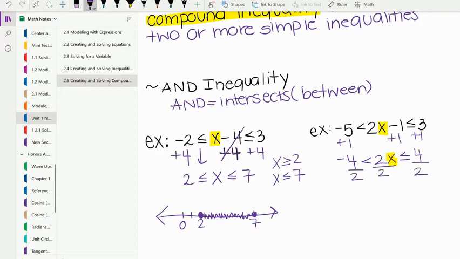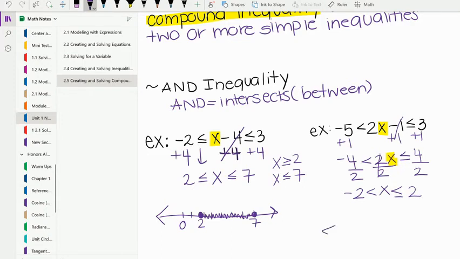So even though I have a negative number and I'm dividing by a positive number, I don't flip the sign. The only time you flip the sign is if you had a positive number or negative number and you're dividing by a negative number. So in this case, we are safe. So I'd write -2, because -4 divided by 2 is -2. I bring down my sign, and 4 divided by 2 is 2.